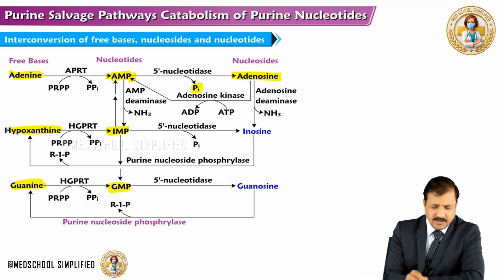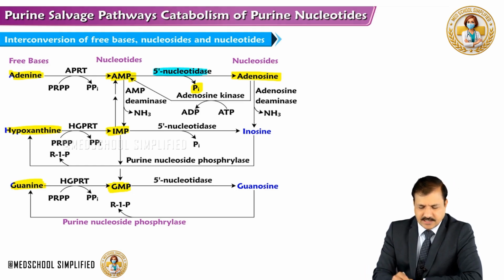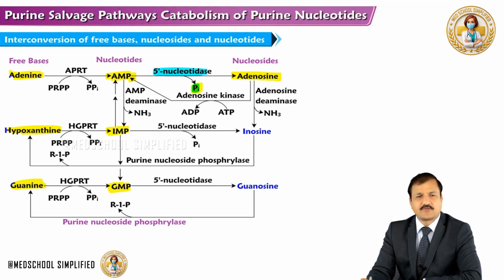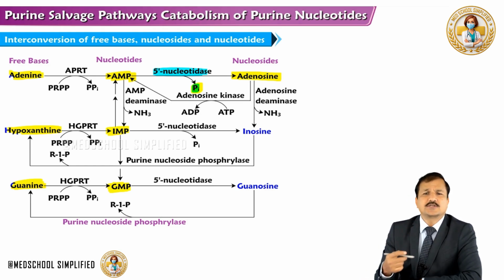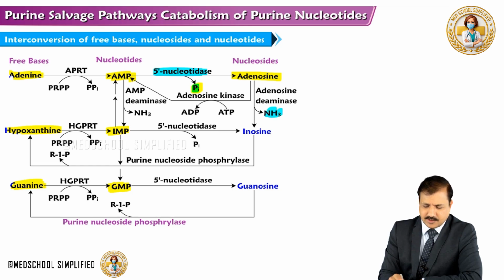That is done by 5' nucleotidase enzyme. So 5' nucleotidase enzyme is going to remove inorganic phosphate from AMP. That's how the nucleoside is made, that is adenosine. Adenosine can undergo deamination to make inosine, that is done by adenosine deaminase enzyme.